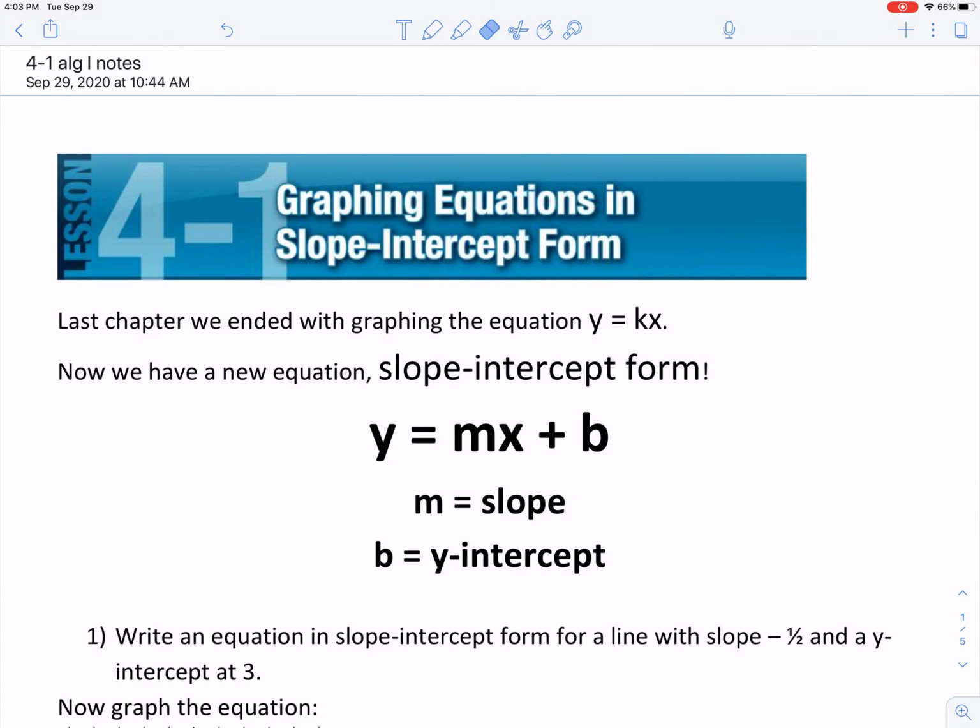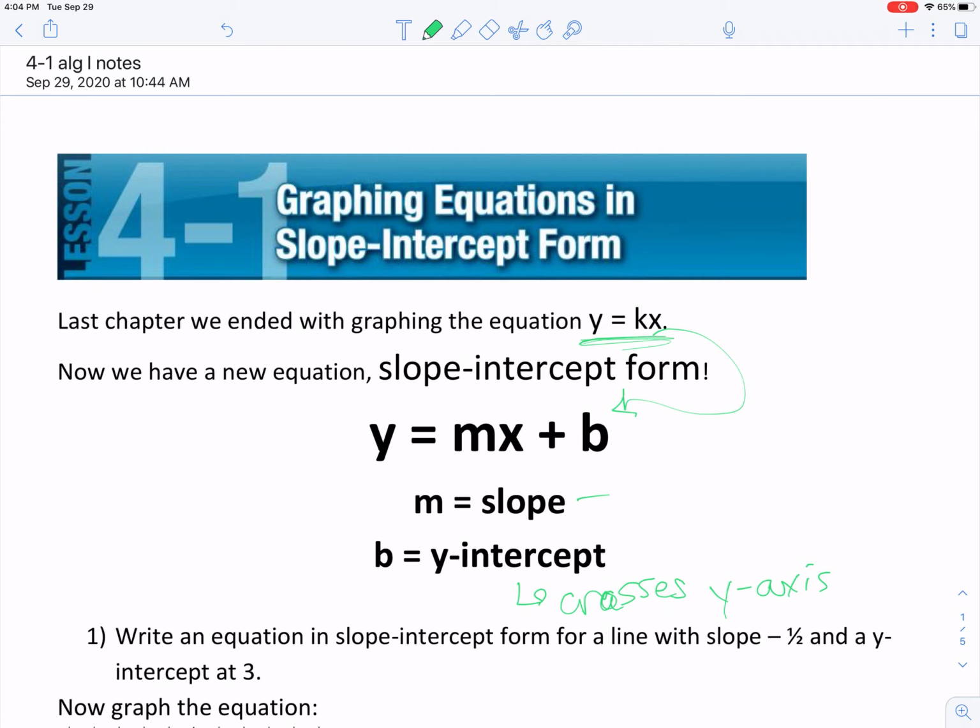Okay, today we get to start chapter 4, which will be about a lot of graphs, linear equations, specifically y equals mx plus b. So today we're going to work on graphing. The last thing we kind of saw was where we had y equals kx, and I alluded to the idea that we're going to see y equals mx plus b. So m is going to be slope, b is going to be the y-intercept, so where it crosses the y-axis, or where it intercepts the y-axis.